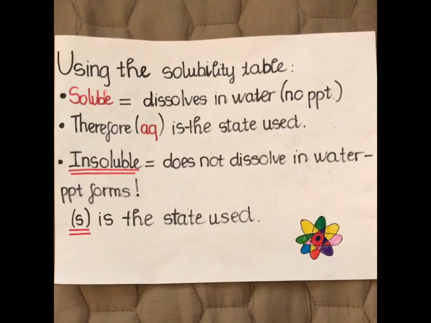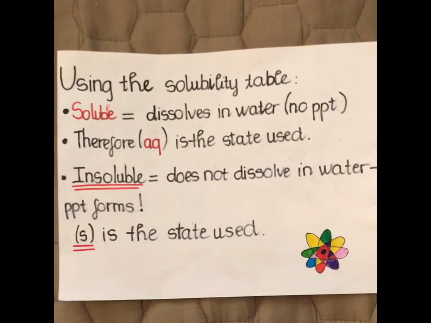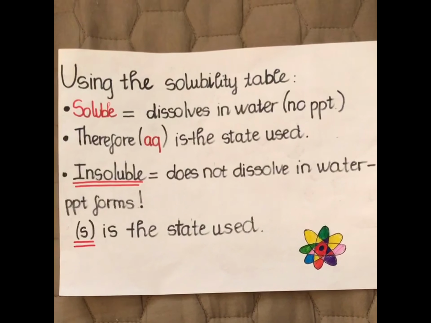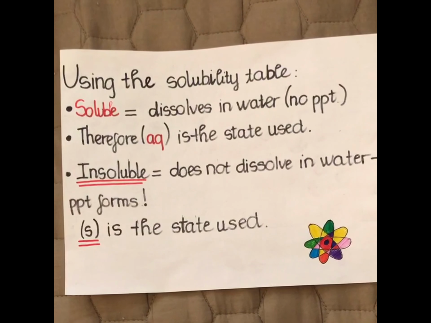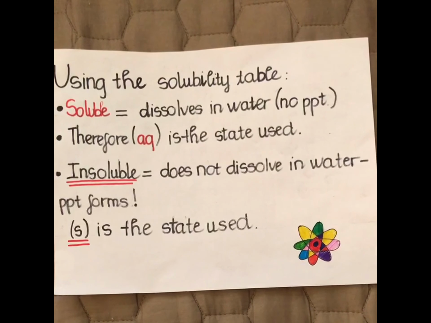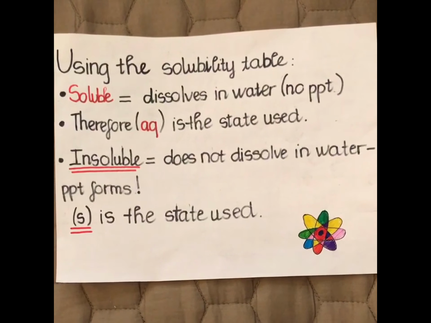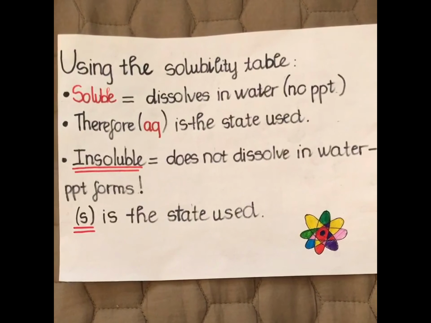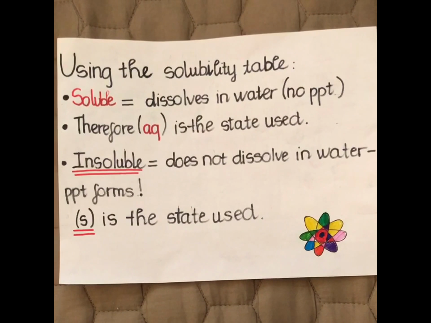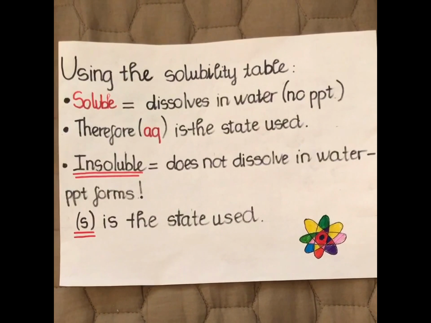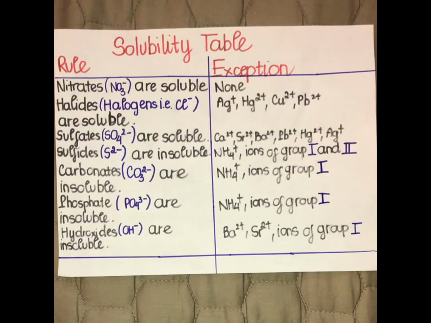Secondly, we must know how to use the solubility table. What is the meaning of soluble? Soluble means dissolving in water. Therefore, aq is the state used. Not only do we have soluble compounds, we also have insoluble compounds, which means they do not dissolve in water. S is the state used for this one.